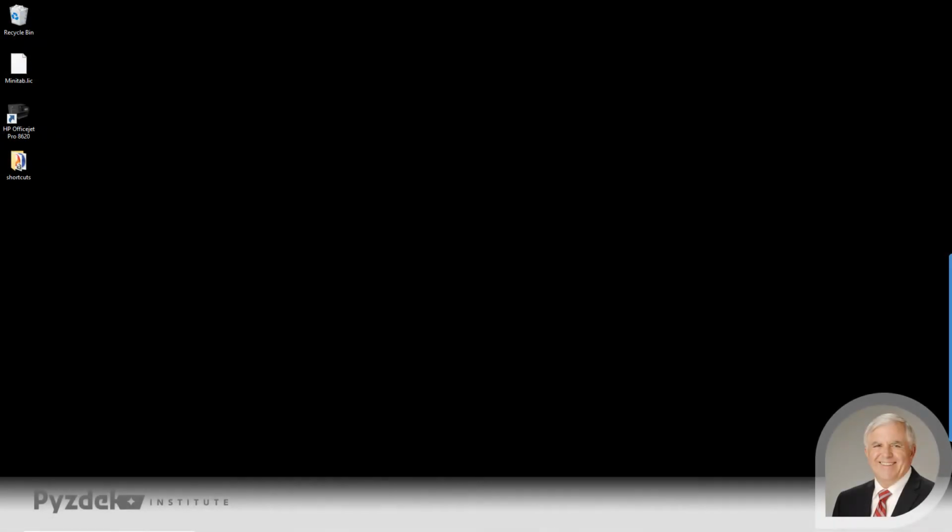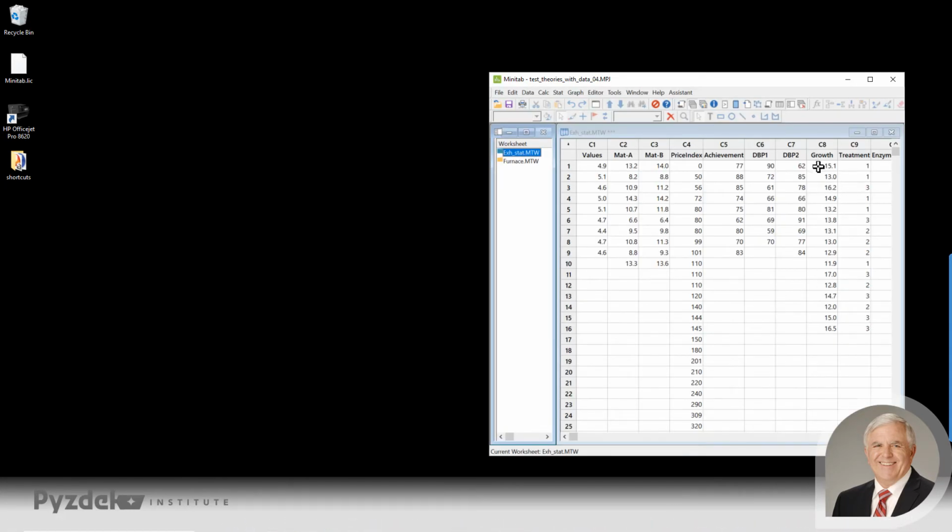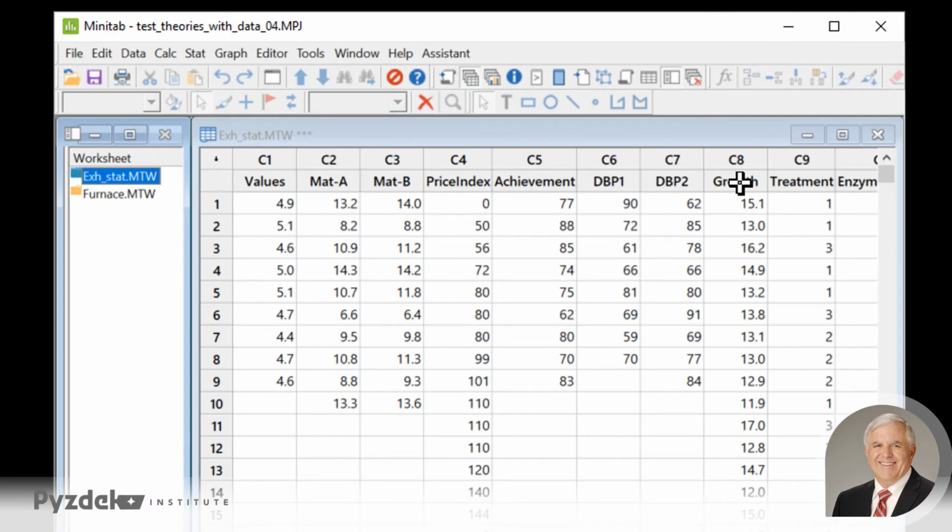Let's take a look at using Minitab to perform an analysis of means. Let's say I have some data on plant growth, and I want to determine whether treatments, fertilizer treatments, make a difference in terms of plant growth.